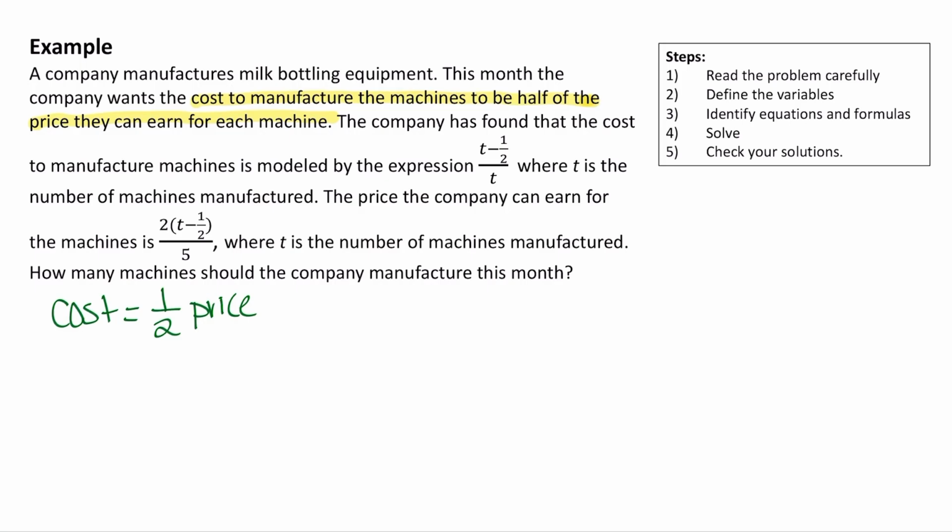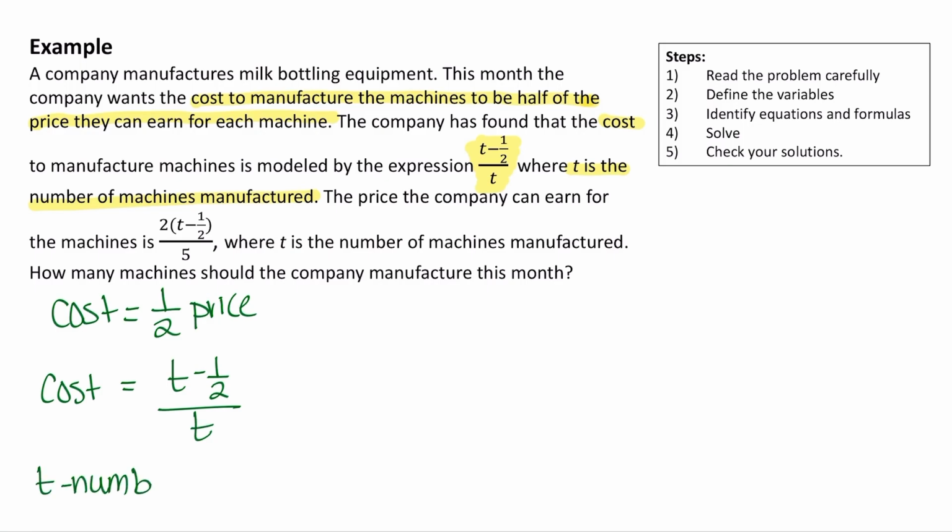And then it gives us some formulas. So it says that the cost can be given by the formula t minus 1/2 over t. It gives us a definition of a variable. So it says t is the number of machines manufactured. So I'm just going to go ahead and write this down. So cost is t minus 1/2 over t. And then t is number of machines.